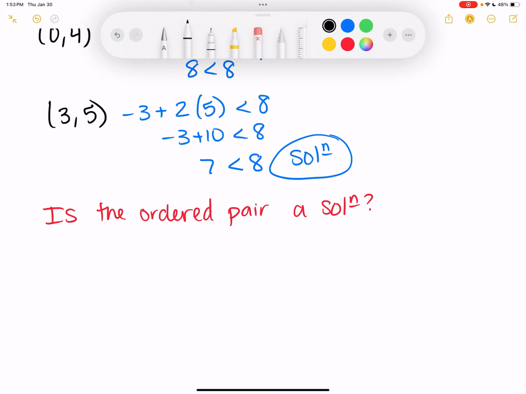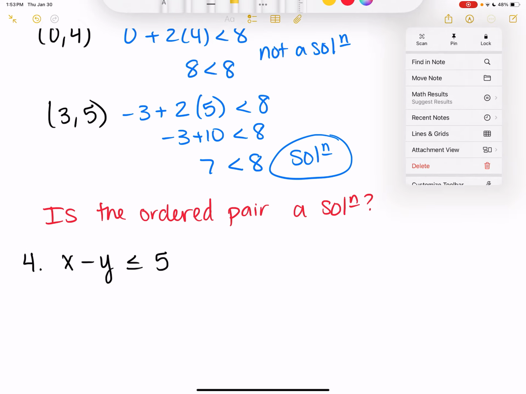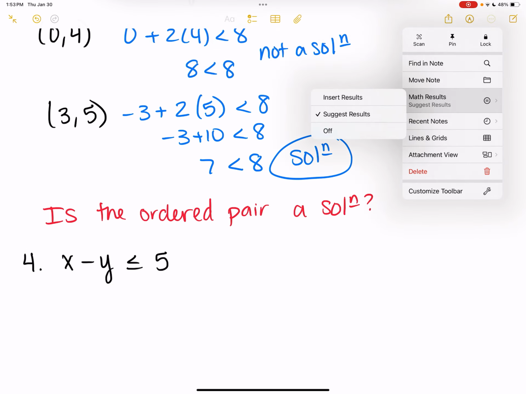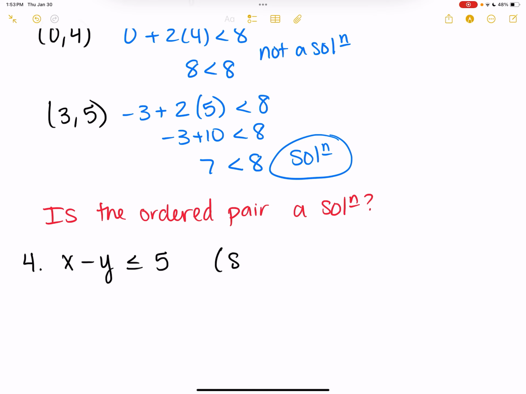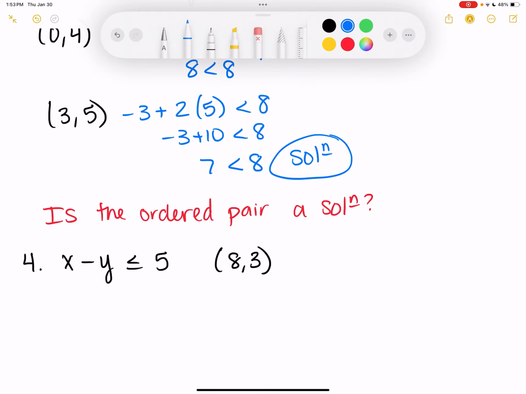So first of all, we've got number 4. x minus y is less than or equal to 5, and the point is (8, 3). So 8 minus 3 is less than or equal to 5, which then gives me 5 is less than or equal to 5. Is this true? Yes. So this is a solution.